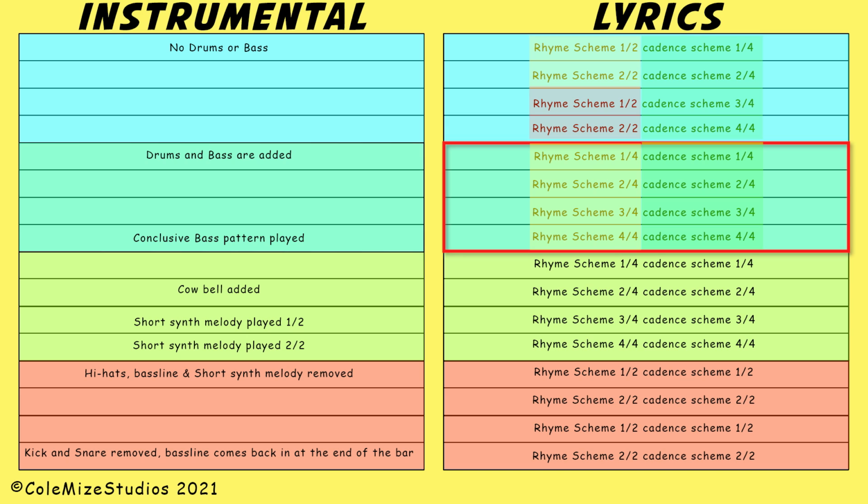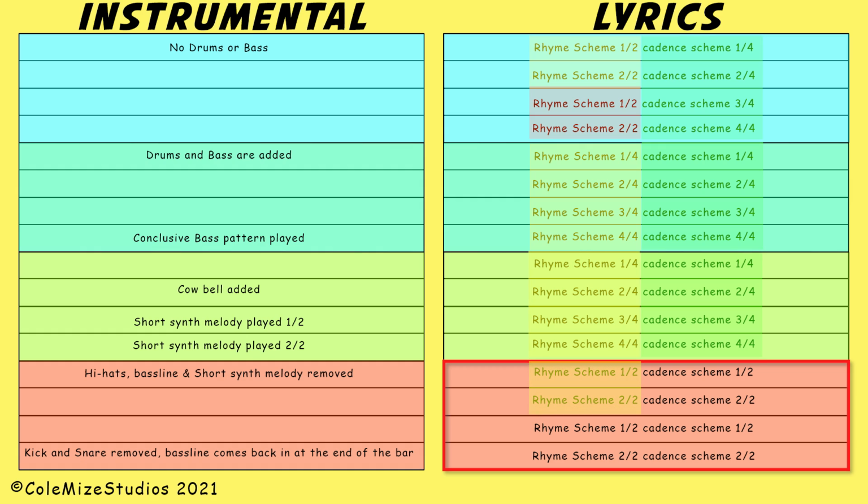And then, once again, it shifts after that into a new 4-bar section. And I have a rhyme scheme and a cadence scheme all going for 4 bars as well. And then it changes again, going into that red final 4-bar section, or quadrant, as you can call it. Here I have the rhyme scheme and the cadence scheme that only happen for 2 bars, and then it shifts again for the final 2 bars of that last quadrant, the rhyme scheme and also the cadence scheme for 2 bars there, and then it finishes off.